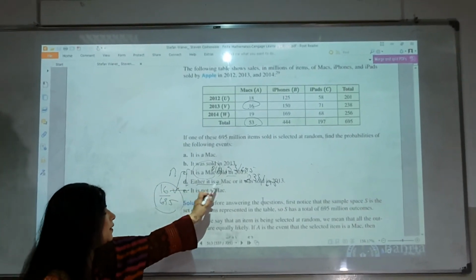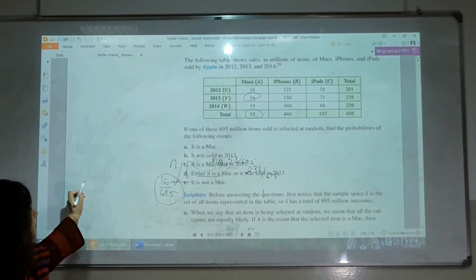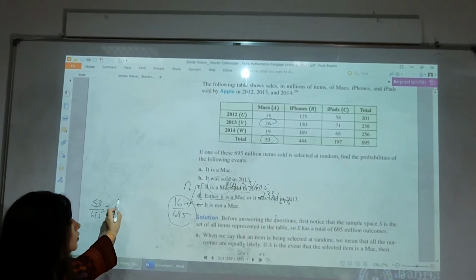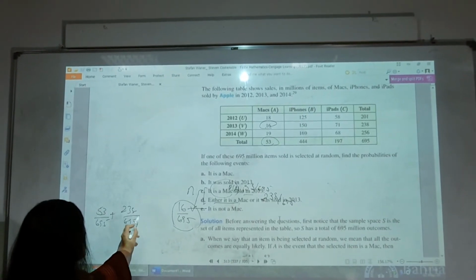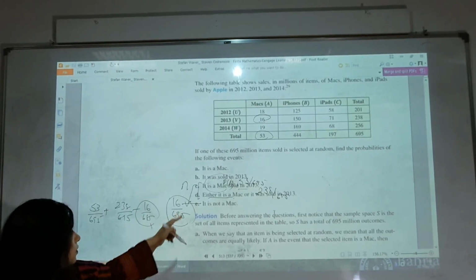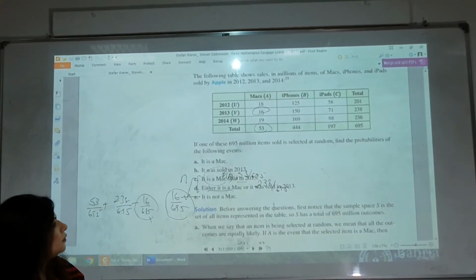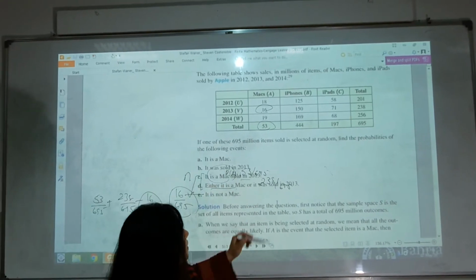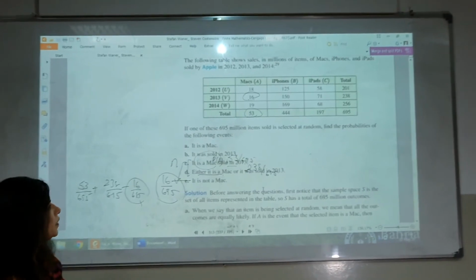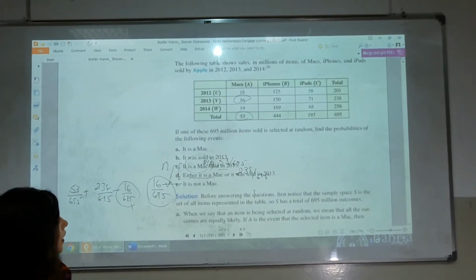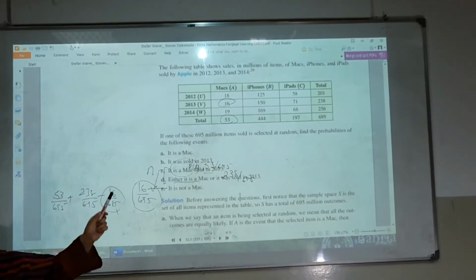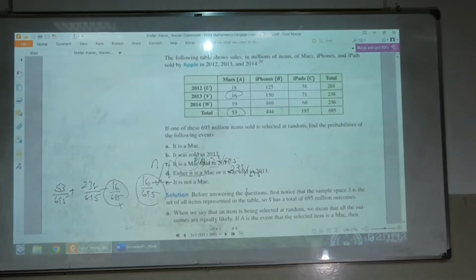So if it is a union, then we are going to be adding all the results. So we have 53 over 695 plus 238 by 695, and then we can subtract 16 by 695 for this part. But if it is not a Mac, we can have the entire solution set minus Mac, which is again 53 in this case. So 53 can be subtracted from the entire solution set and then added back. Okay. So now let's just look at this example.